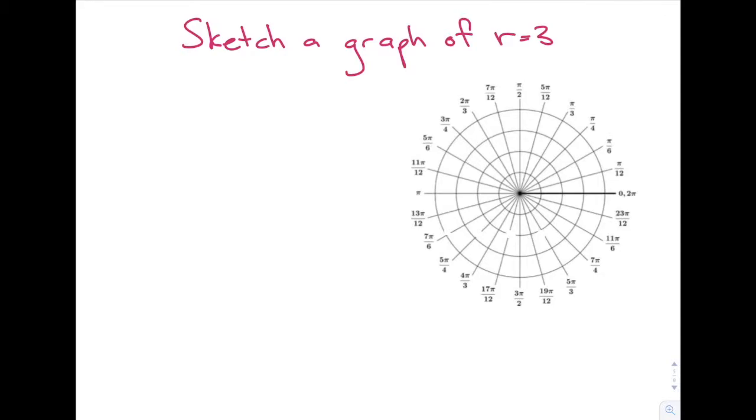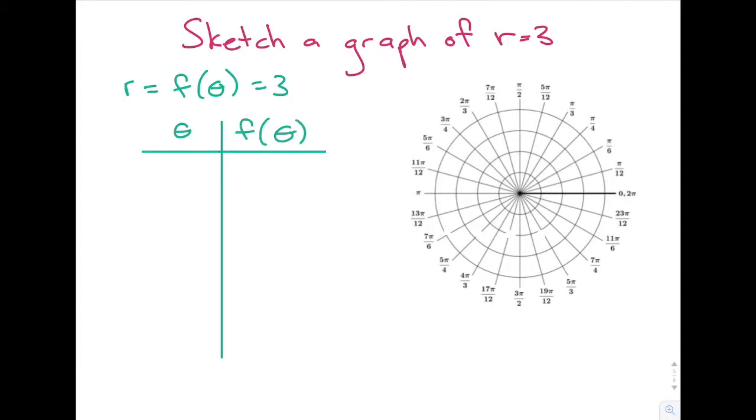So let's graph r equals 3. What does it mean for the radius to equal 3? If our function is r equals f of theta, which equals 3, then any angle theta that we give to the function f, we just get 3 out. So we can create a t-chart with theta and f of theta. What do we get if we plug in 0? 3. What about pi over 4? 3. Pi over 2? 3. Pi? 3. So you're maybe starting to get the sense of what this would look like.